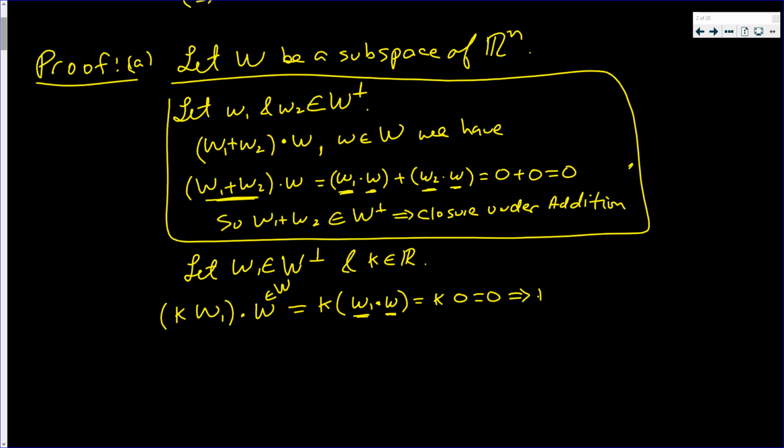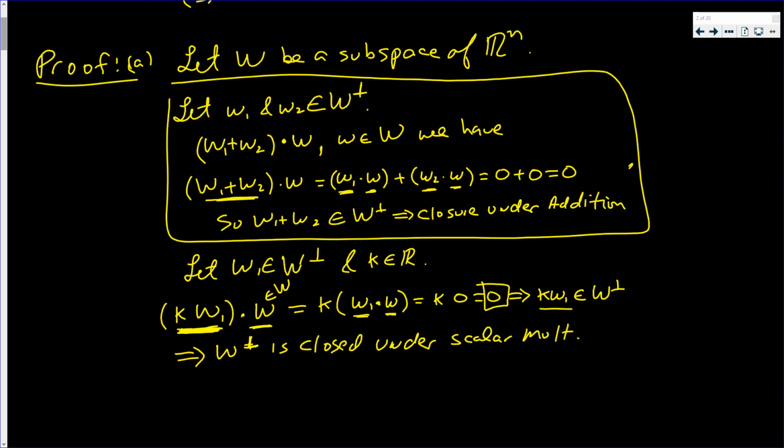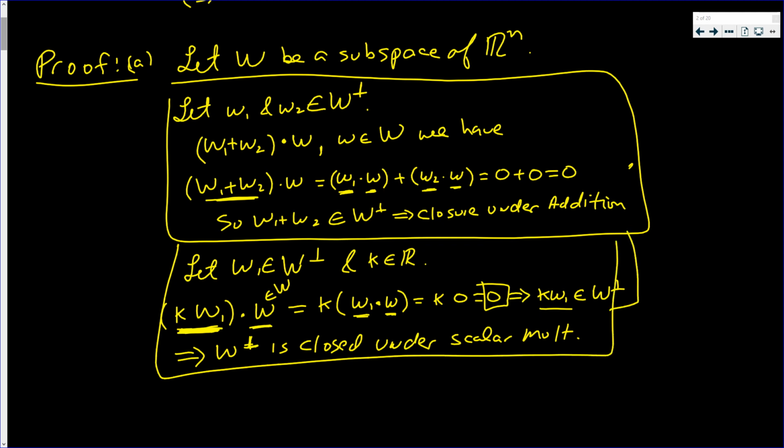So this implies that K times a vector in W perpendicular is in W perpendicular. Because I took K times a vector in W perpendicular, I dotted it with an arbitrary vector in W, and I got 0. That means that K W1 is in W perpendicular, but this implies that W perpendicular is closed under scalar multiplication. But now that we showed those two statements, we conclude that W perpendicular is a subspace of Rn.